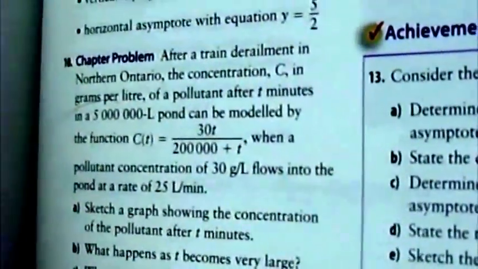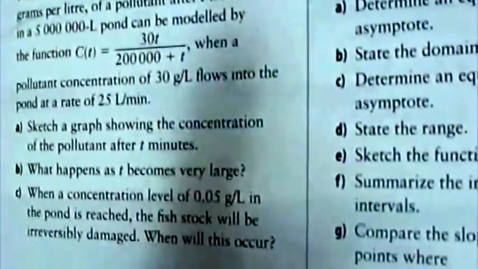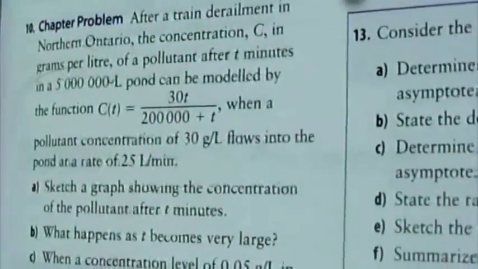So A is telling us to sketch a graph showing the concentration of the pollutant after t minutes. What happens as t becomes very large? And when a concentration level of 0.05 grams per liter in the pond is reached, the fish stock will be irreversibly damaged and will disappear. So that's what C is asking us. So first, let's go with A and try to sketch the function that we have.